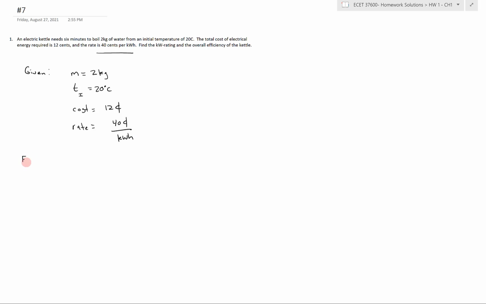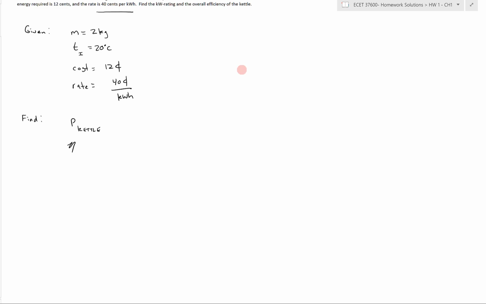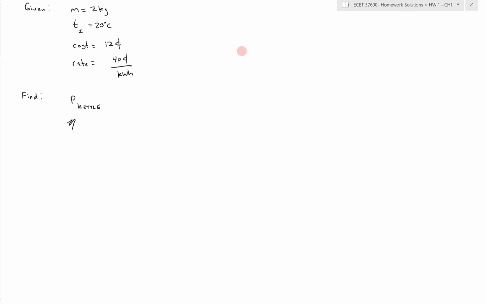So what are we asked to find? The kW rating of the kettle. What is a kW? That's a power rating, so we're trying to find the power of the kettle. Right. Is that a 50 watt kettle? Is it a 20 watt kettle? What is the power rating of a kettle? You might not have an idea. And then we're also asked to find efficiency. That's eta. Okay, so those are two related problems. Find the power of the kettle and the efficiency right there.